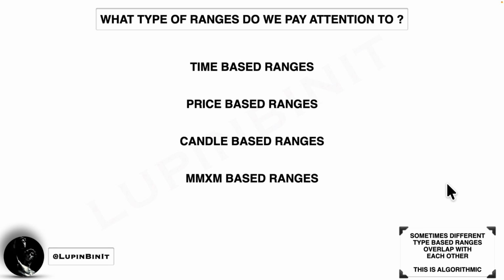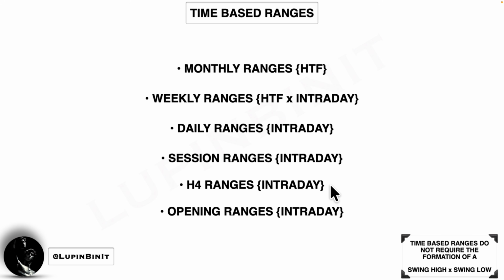But for the remainder of this video, we're going to be taking a look at each one of these type of ranges and what they consist of, and then we're going to view some examples on the chart after in terms of identifying these different types of ranges as well as what we can look to do with these different types of ranges. So within time-based ranges consists of monthly ranges, weekly ranges, daily ranges, session ranges, hour 4 ranges, and opening ranges.